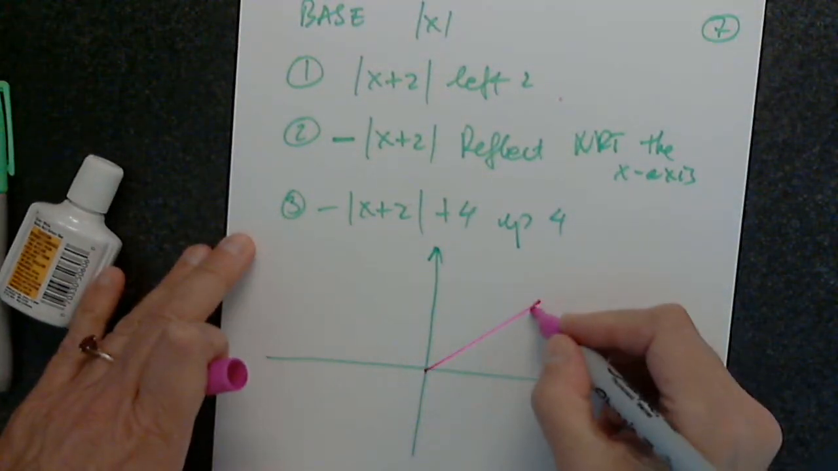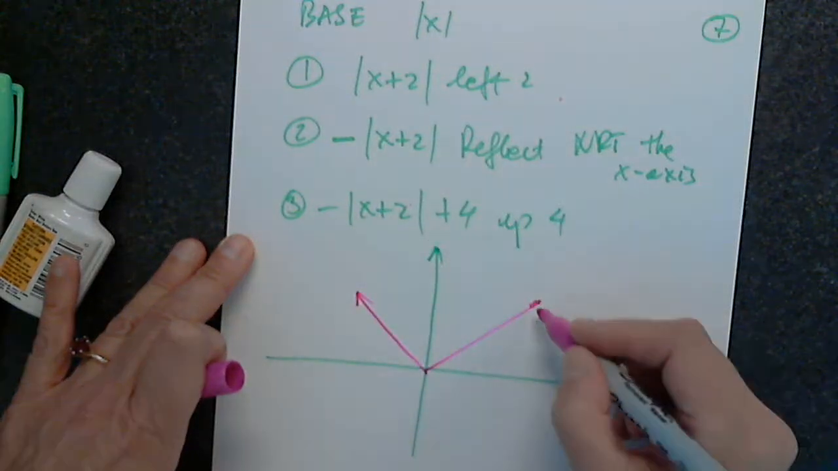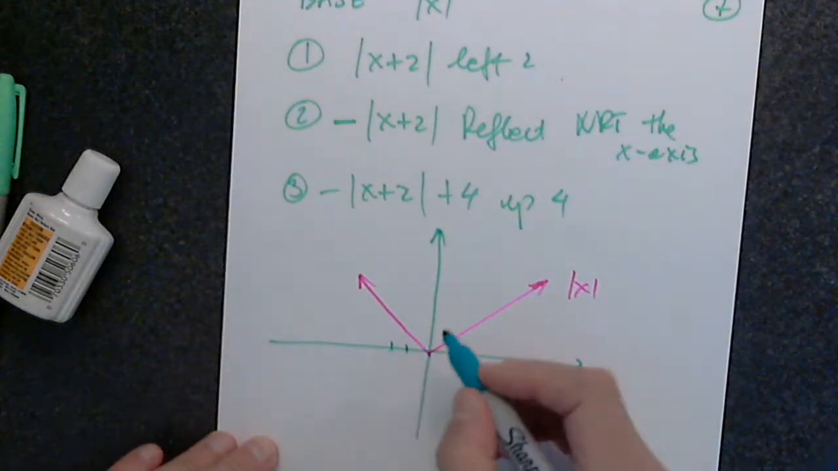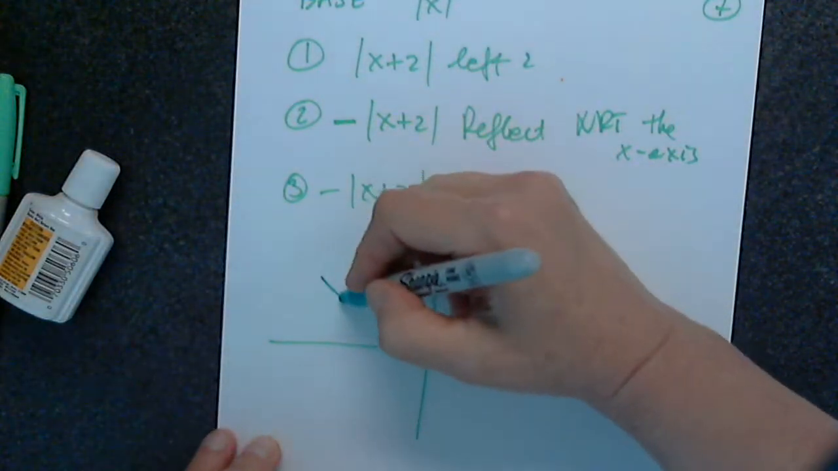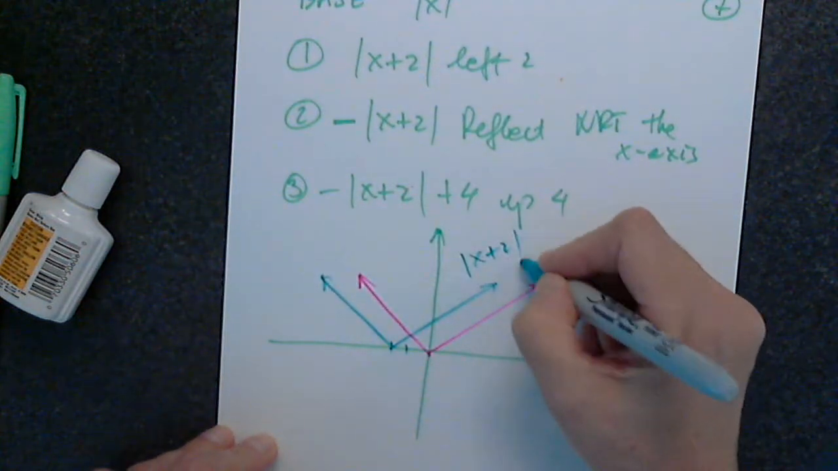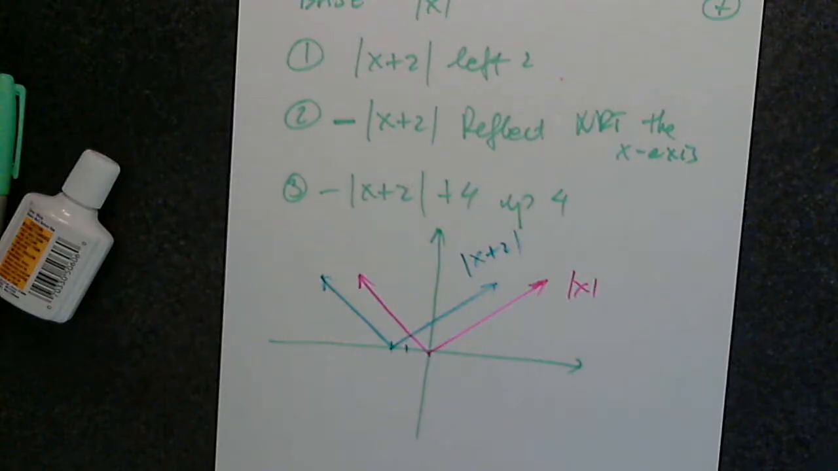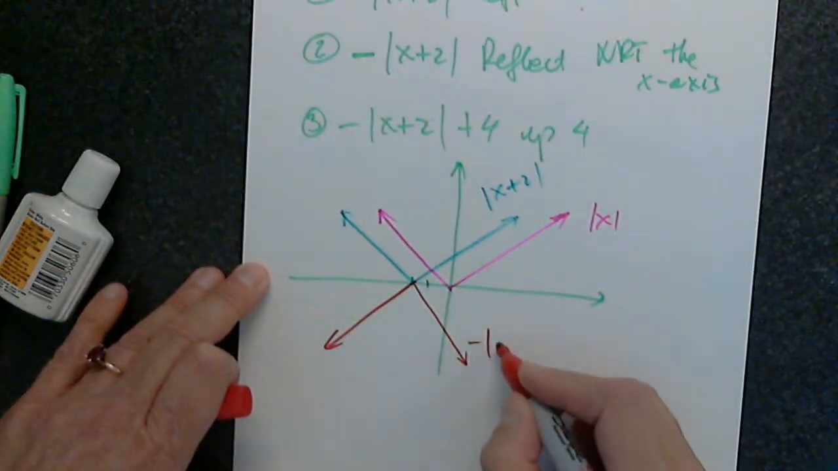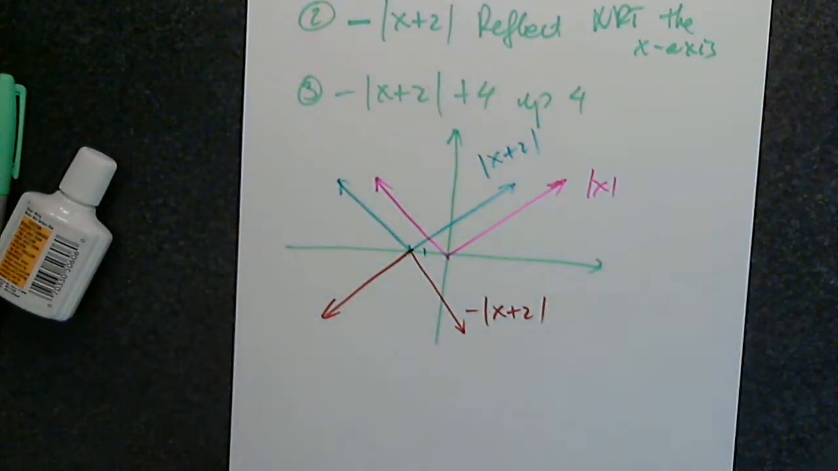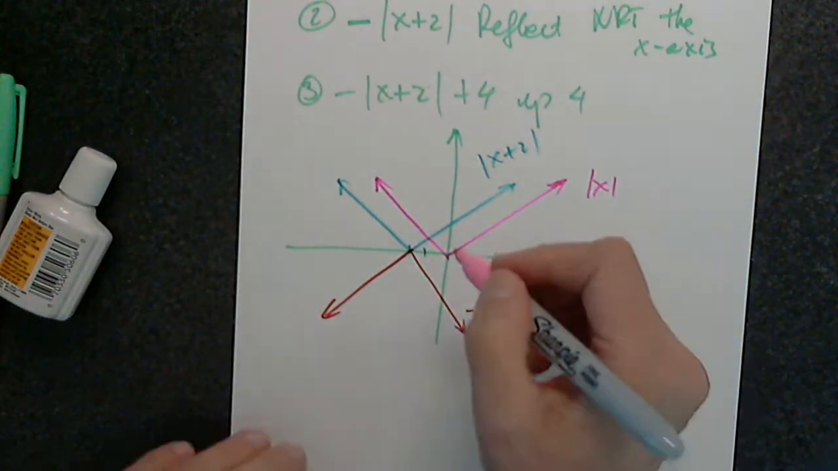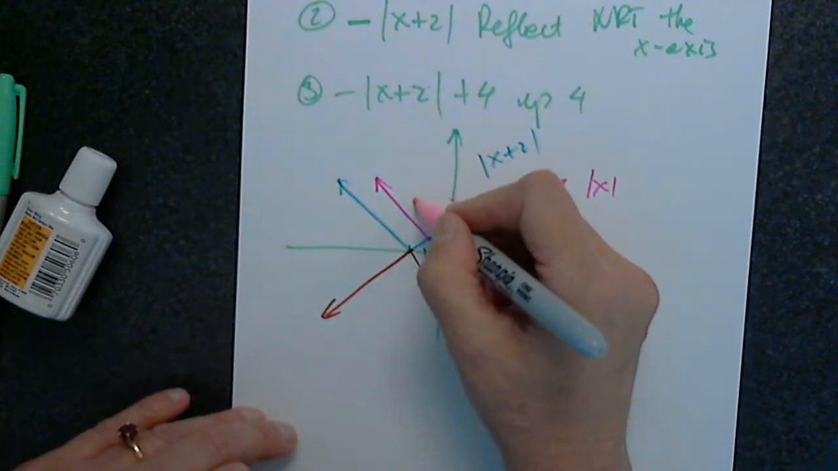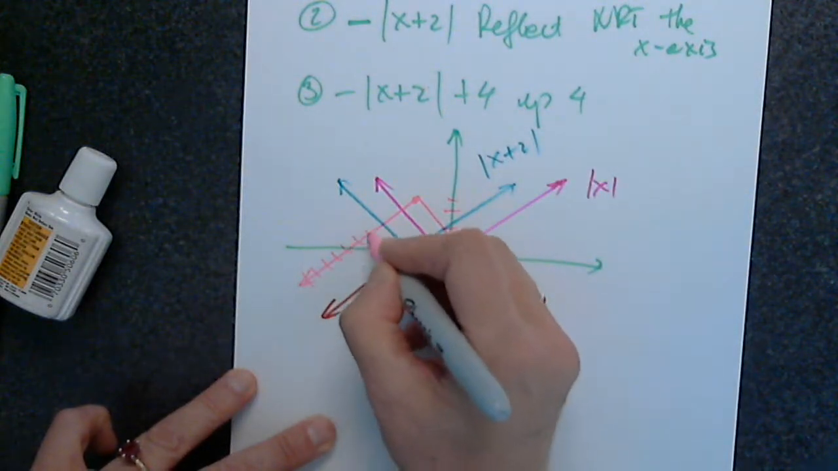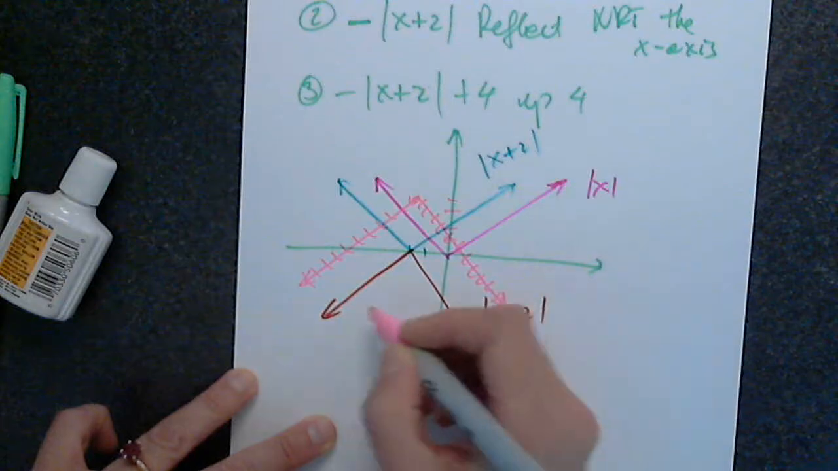So here is the base function. And then you told me left 2. Fine. So that's the absolute value of x plus 2. Then you said reflect this. Okay. This is negative the absolute value of x plus 2. And then you told me up 4. This is the final graph.